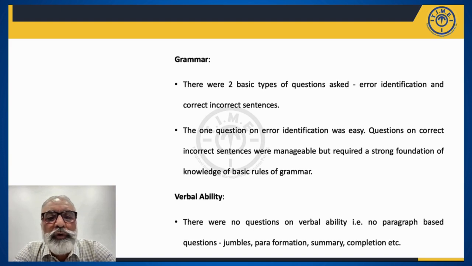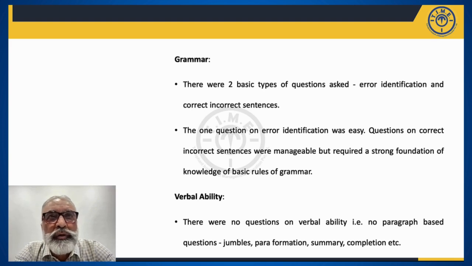Interestingly, there were no questions on verbal ability. Typically, questions in verbal ability are based on paragraphs. Maybe they're asking you to unjumble a paragraph. They might ask you to find the odd man out in a paragraph. Might expect you to form a para. They could ask you to summarize a para, or they could ask you to complete a para where there could be a sentence missing. All these question types are missing. There was not a single question in this area.